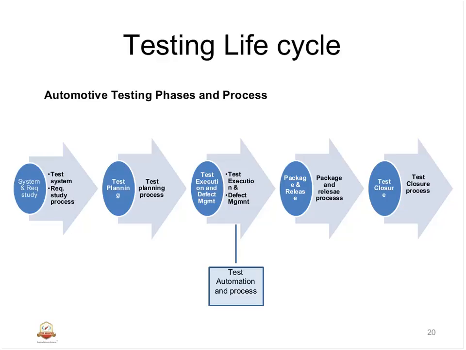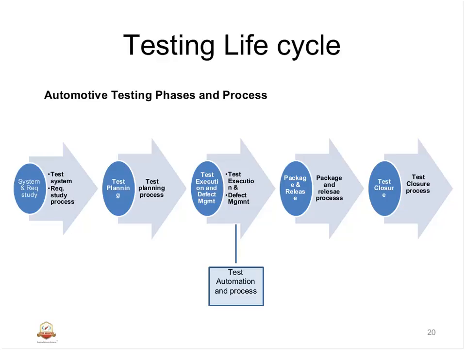Test execution and defect management can also have automation. As I told earlier, you have multiple scripts running in one shot, you can automate it as a batch, and that is nothing but test automation, which also has a process we can apply as part of test execution and defect management. Once test execution is completed, we have a release process. We do a package and release of the product. That is also part of the testing phase. Finally, we end with the test closure process, how we are going to close the testing life cycle.